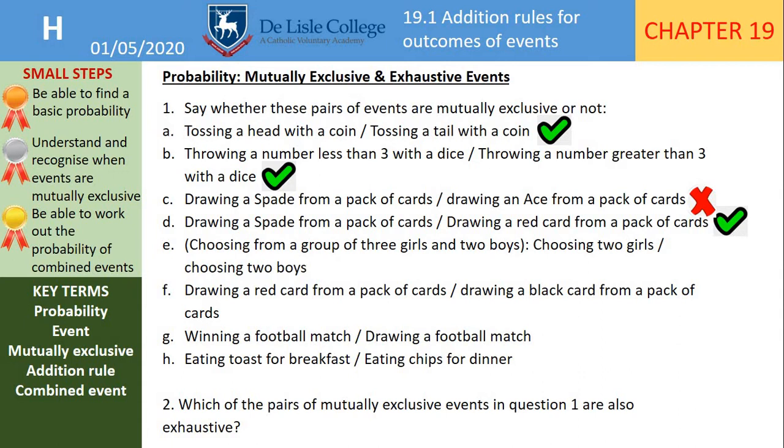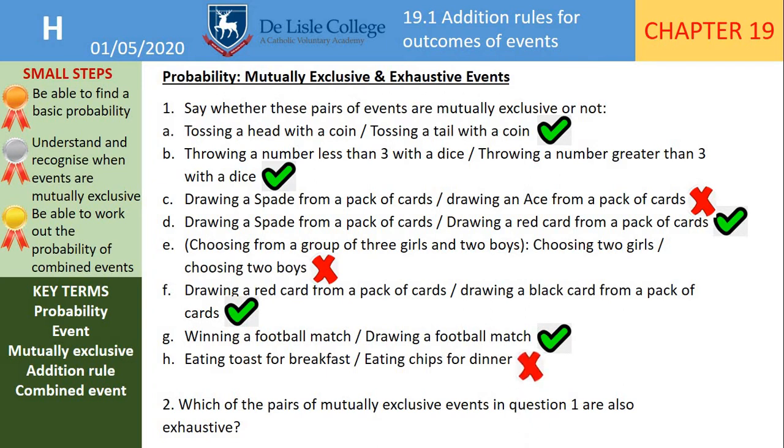Part E, choosing from a group of 3 girls and 2 boys. At the same time, can you choose 2 girls and choose 2 boys? Well, yes, you can, because there were 3 girls and 2 boys, so this can happen at the same time, so they are not mutually exclusive. Part F, drawing a red card from a pack of cards or drawing a black card from a pack of cards. Well, yes, these certainly are mutually exclusive because they cannot happen at the same time. Part G, winning a football match and drawing a football match. So these cannot happen at the same time, so they are mutually exclusive. And Part H, eating toast for breakfast, eating chips for dinner.